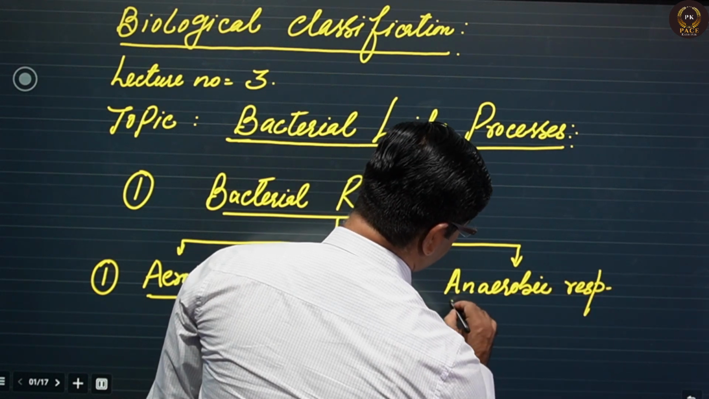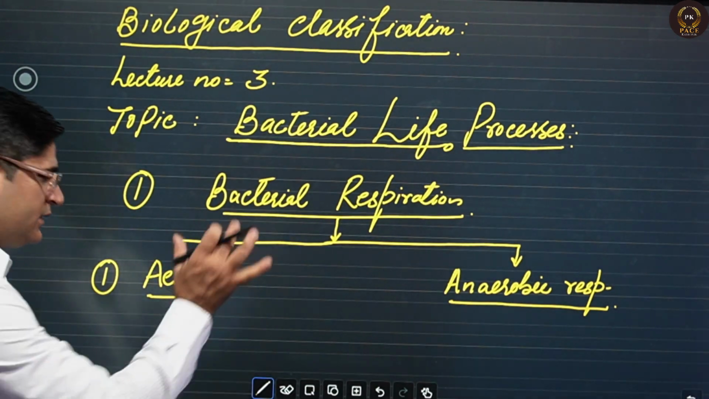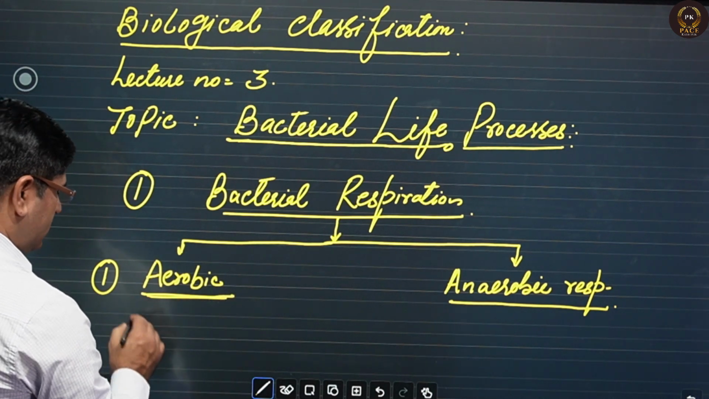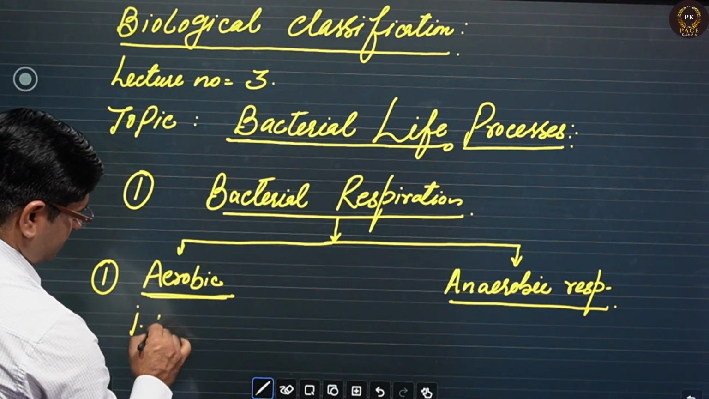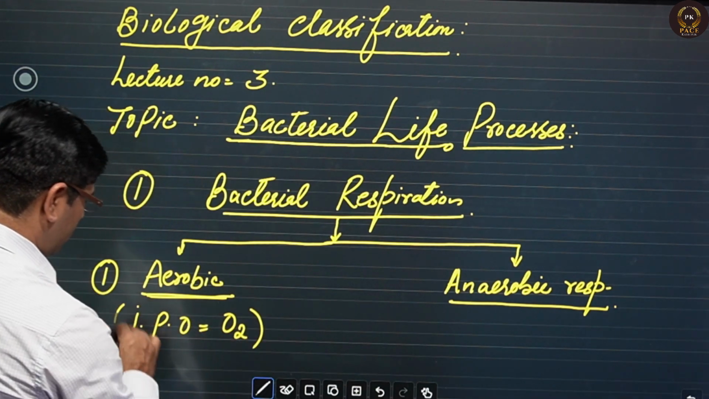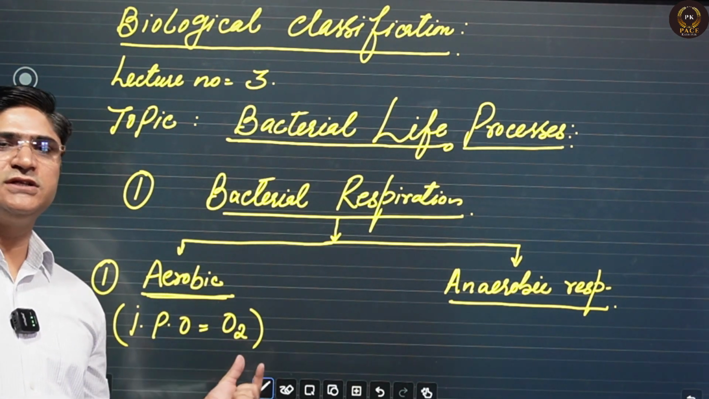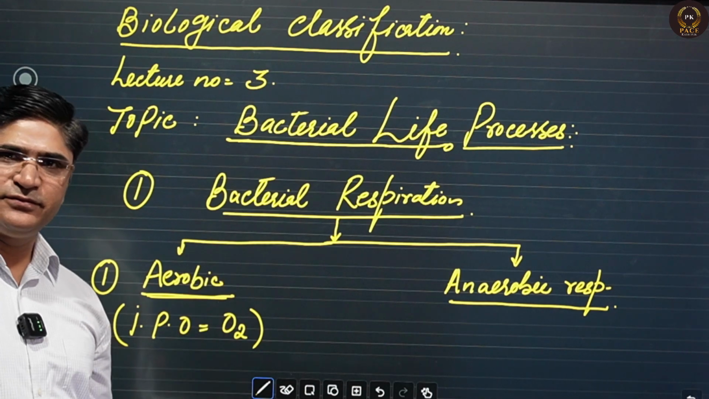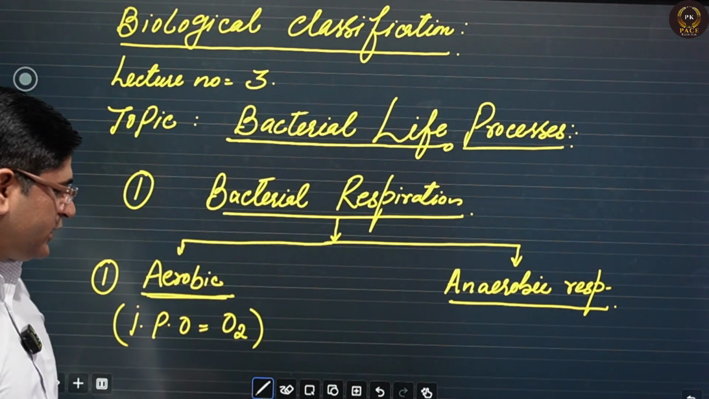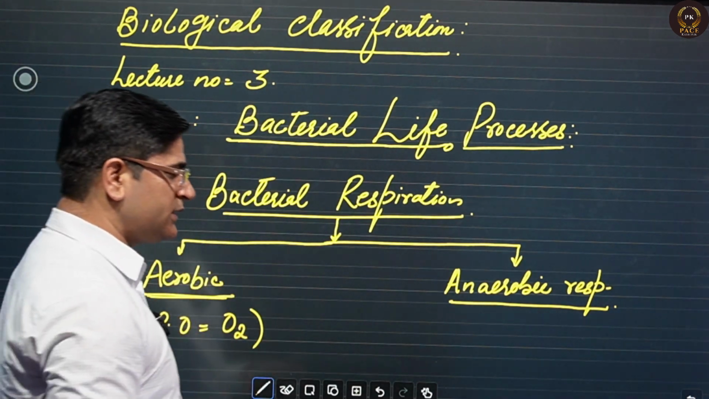Aerobic respiration is the type of respiration where the organisms respire in presence of oxygen. These are the organisms who live their life in presence of oxygen. Without oxygen, they cannot survive. So they are aerobic type of organisms, as we call them.